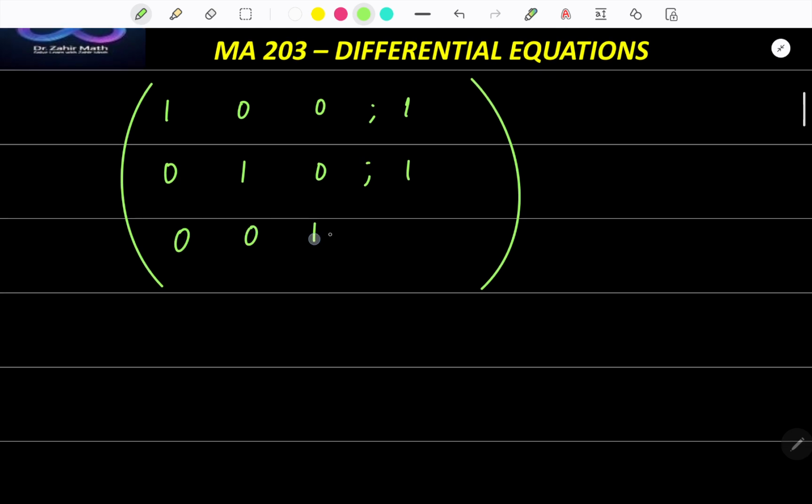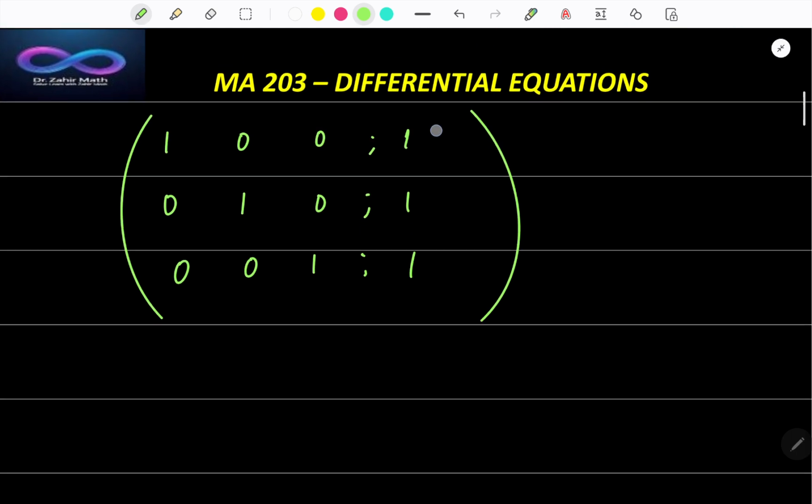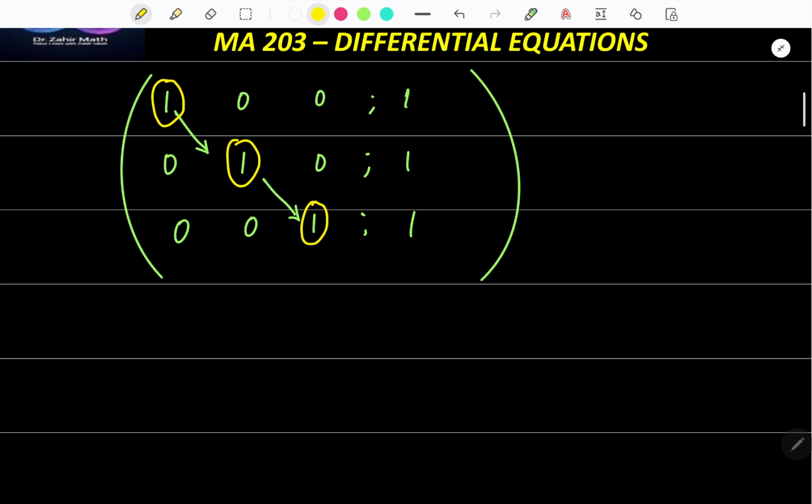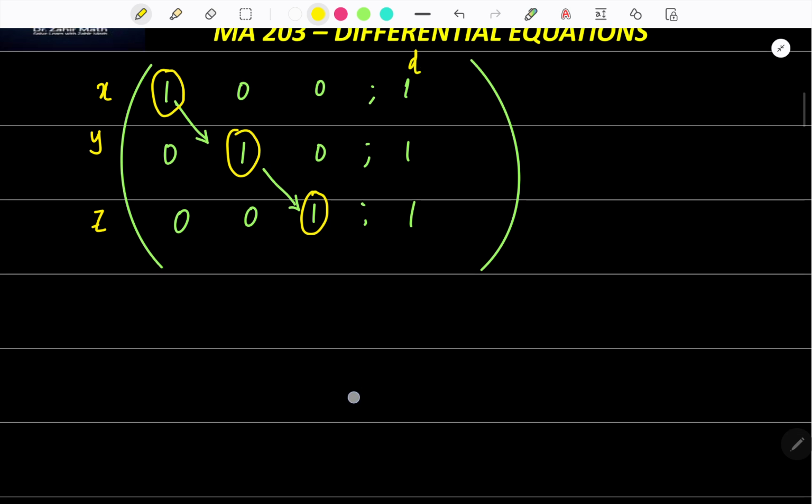Not necessary this element should come 1. Okay. Only the leading diagonal element must come what? 1. This is 1, this is 1 and this is 1. Right. Now we can write the answer directly because this is for x, y, z. This is what the elements after, which is D. You can say like that.